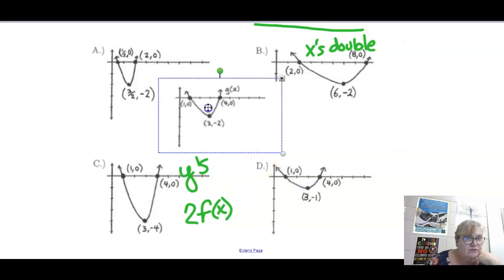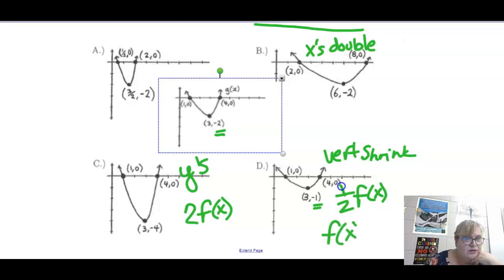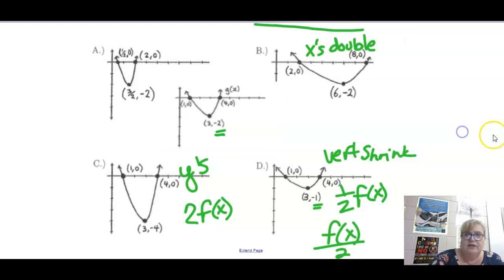And on this one, from here to here, this went down 2 and now it's only going down 1. This is a vertical shrink. So that's a 1/2 out in front, or the whole function over 2. Okay, that was a great example. Should have put that in the slides earlier. I feel like there's one more here.